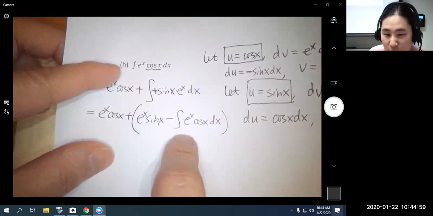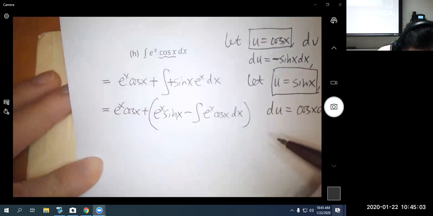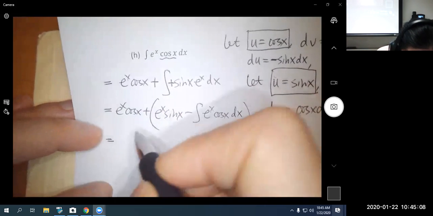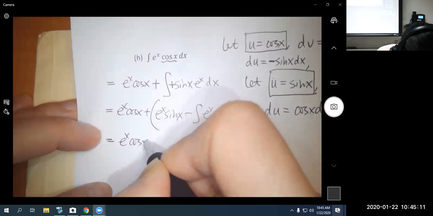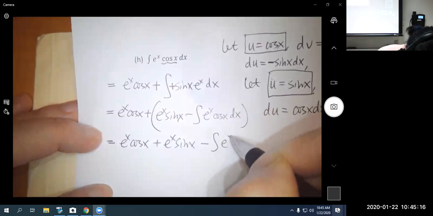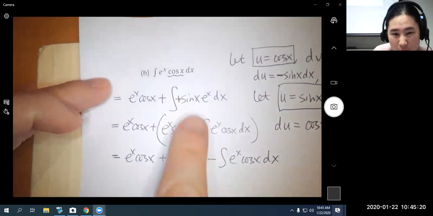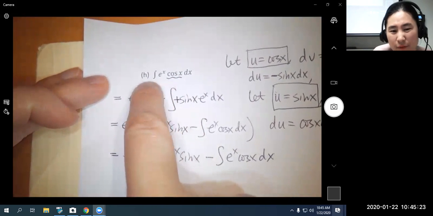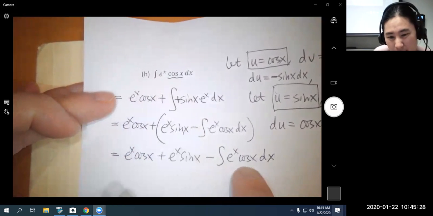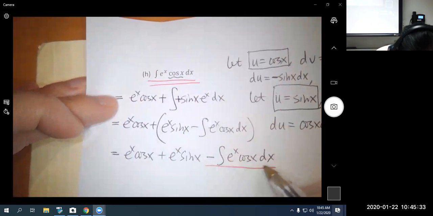No. Yes, we do have a way to do it. How? I'm going to tell you, this is very interesting. Let's simplify this, clear out the parentheses, and it gives us e to the x cosine x plus e to the x sin x, minus the integral of e to the x cosine x dx. But what is the left-hand side? The left-hand side is the integral of e to the x cosine x dx. What is the right side? Do you see this integral and this integral repeat?